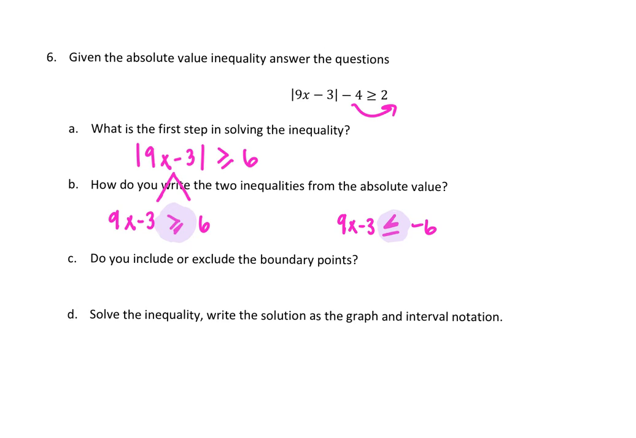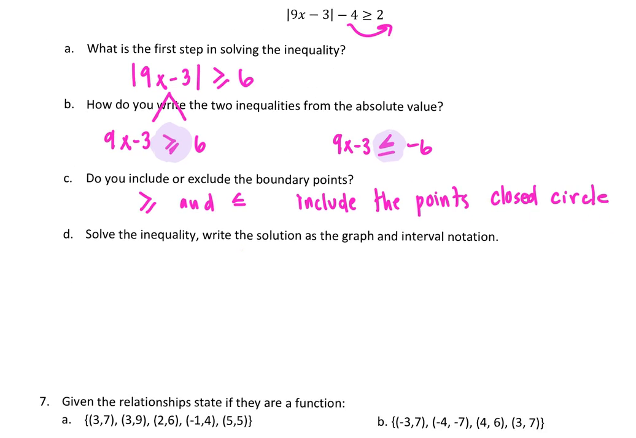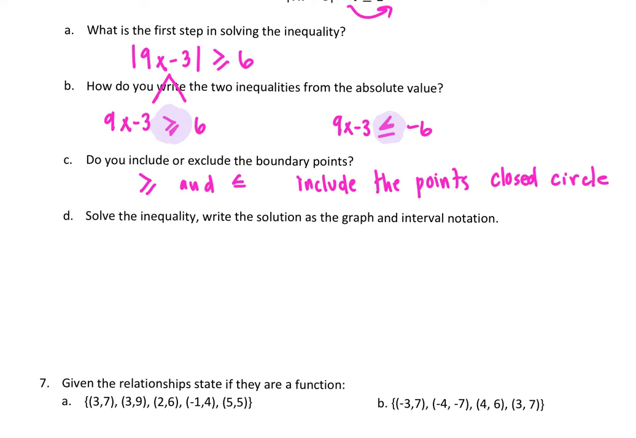Now, we are asked, do we include or exclude the boundary points? Because we have a less than or equal to and a greater than or equal to, we include the boundary points. That means that we will have a closed circle. Okay. Now, from here, we are just asked to solve the actual inequality. That's kind of nice because we did already set up the two inequalities that we need to solve.